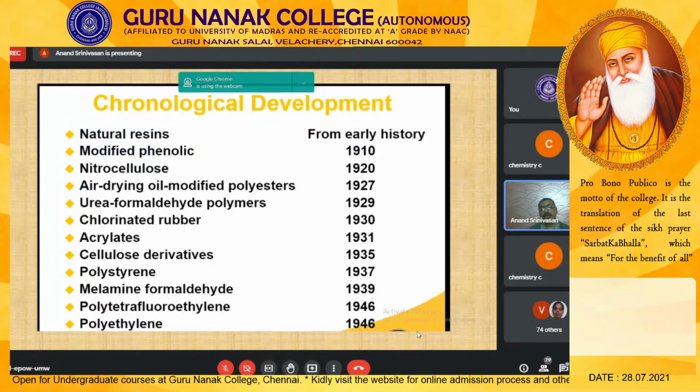And this is the chronological development as far as natural polymers are concerned. As I told you, natural resins are prevalent from early history, that is from the Neanderthal period. Actually we are all Homo sapiens; Neanderthals are our previous ancestors. In the Neanderthal period itself, natural resins like shellac and rosins were available. Then in 1910 you have modified phenolic, 1920 nitrocellulose, then air drying oil modified polyester in 1927, urea formaldehyde polymers 1929, chlorinated rubber 1930. So the list goes on till polyethylene, in 1948.